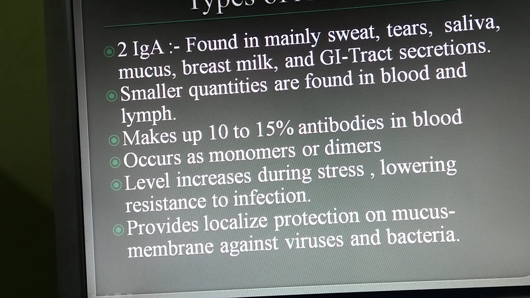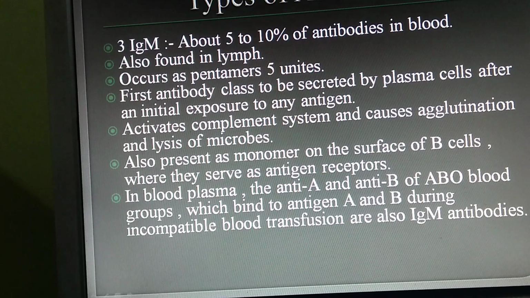During stress, the level of this IgA antibody increases, lowering resistance to infection. This provides localized protection on mucous membranes against bacteria and viruses.